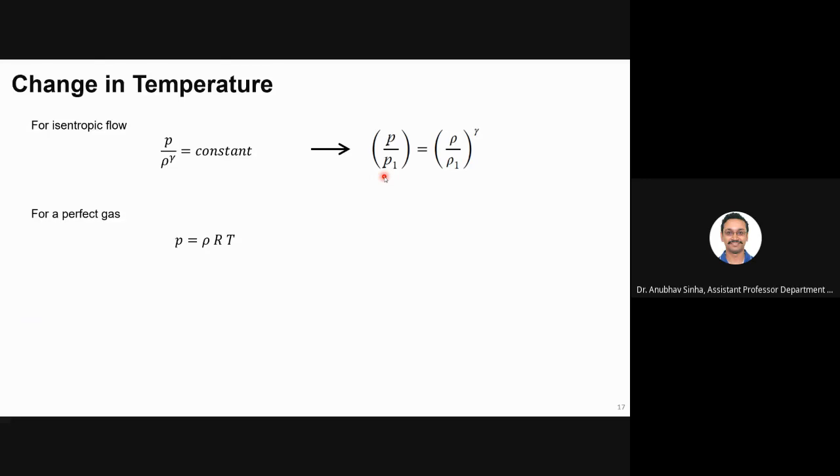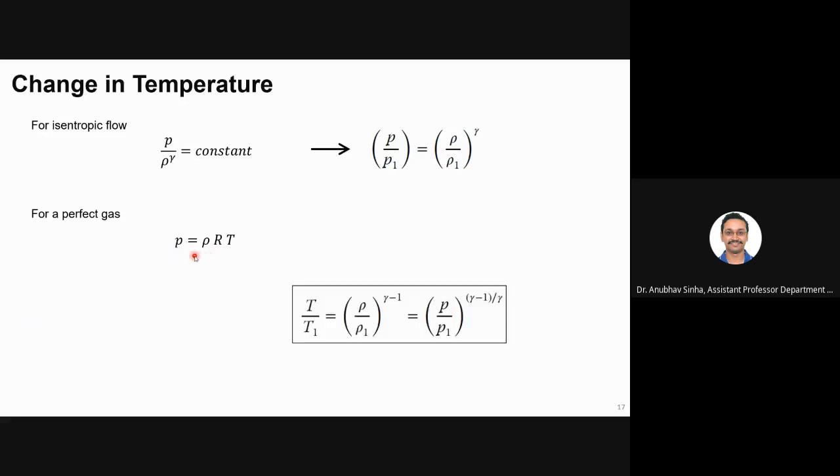Now for a perfect gas, we'll talk in more detail about what we mean by perfect gas. As of now, you can assume that we are talking about something like an ideal gas. It is very similar to the ideal gas concept. For an ideal gas or a perfect gas, we say that PV is equal to RT, or instead of V, we can use P by rho is equal to RT. So that rho goes to the right-hand side, and we have P is equal to rho RT. Now if we substitute that, I'll get some relation for temperature. So I'm using this equation and applying it into this to get a relation for temperature.